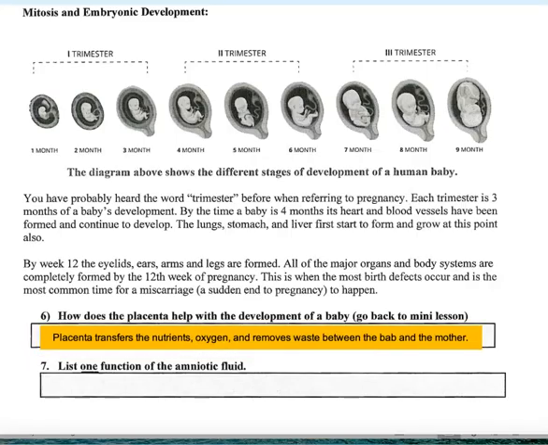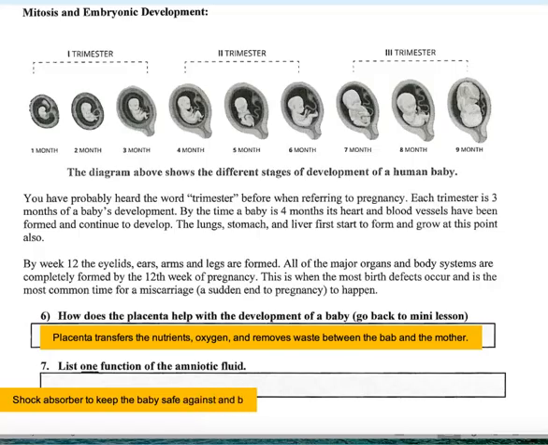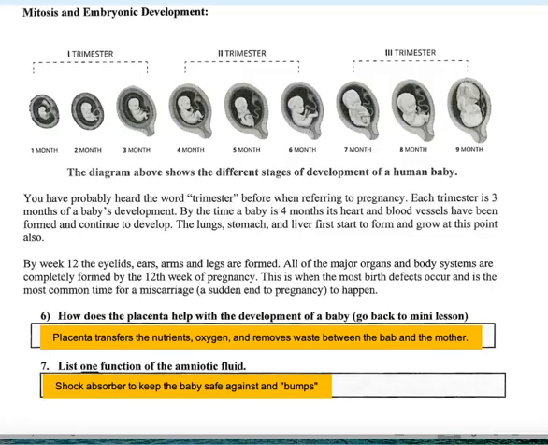We already discussed that. List one function of the amniotic fluid. We talked about that. The amniotic fluid, if you remember, is a shock absorber to keep the baby safe against any bumps, because it's a fluid-filled sac. So pause, get that down, and then restart.